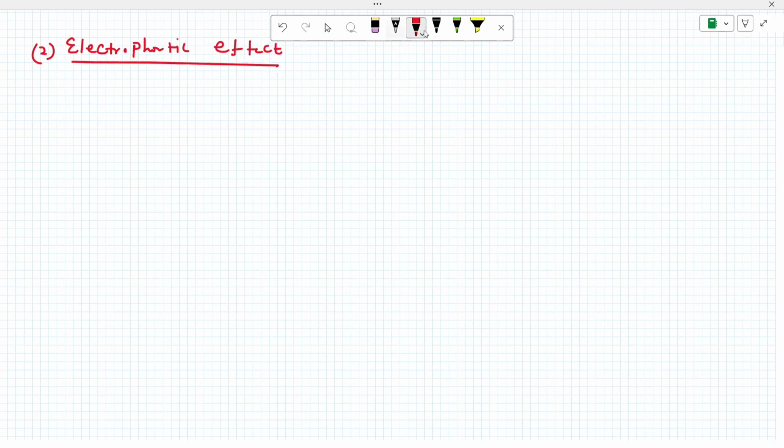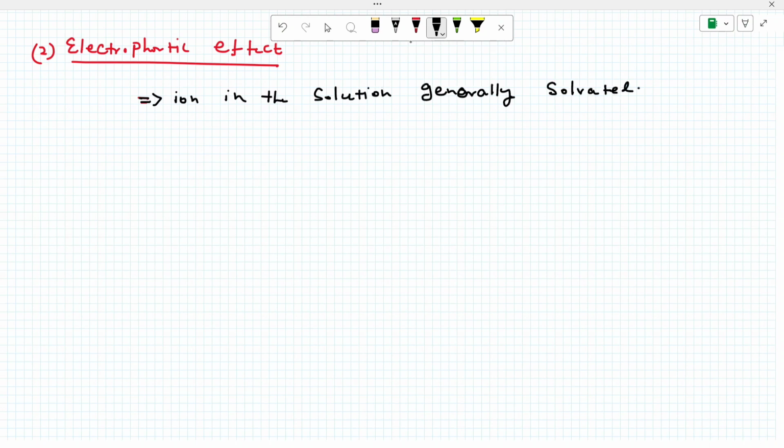Please note, the ions in the solution are generally solvated. Generally solvated. Okay. Now see, this is a cation, and this is a water molecule.